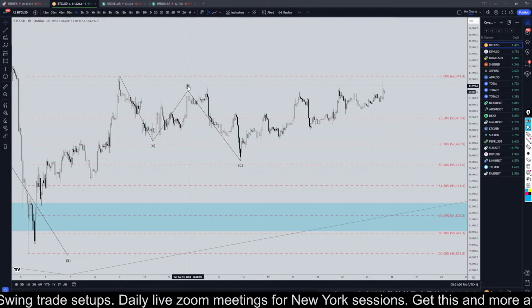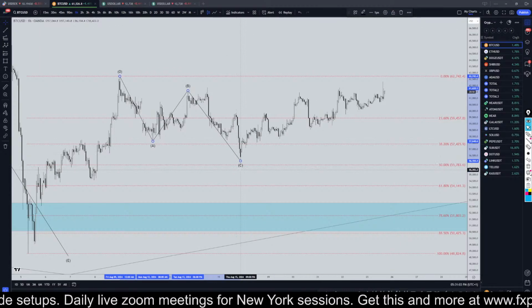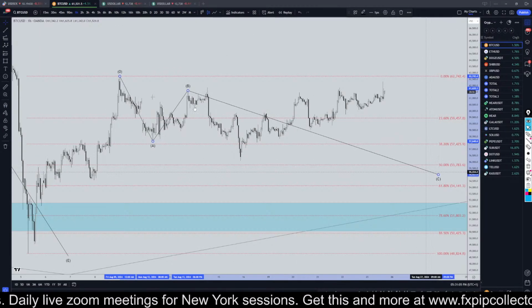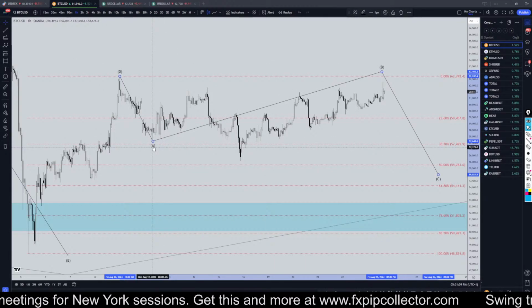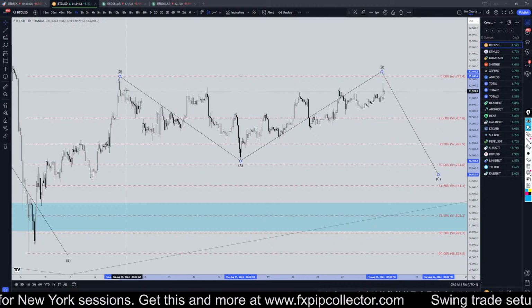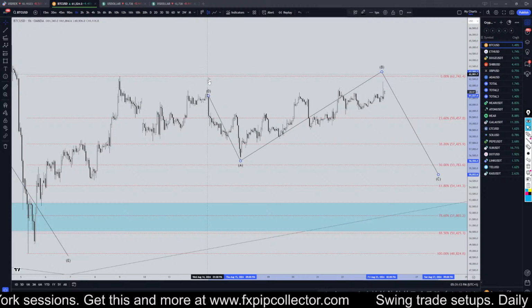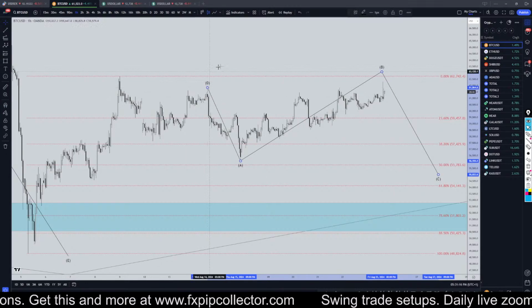Oops, that's because I got it locked. I don't think we actually have made the ABC. I think we're in the wave B already. So I think this is the wave A right here. That's probably the top of the trend right there. I just made a truncation in wave 5.